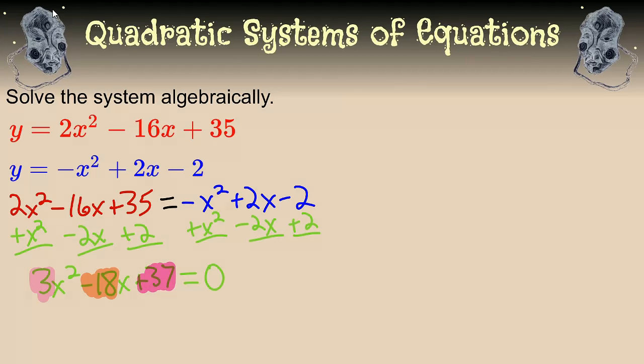And remember that the quadratic formula is x equals negative b plus or minus the square root of b squared minus 4ac, all over 2a. All right?